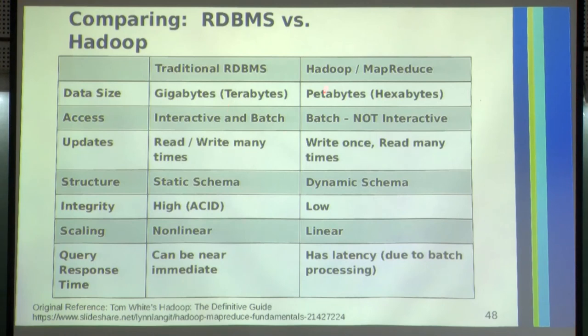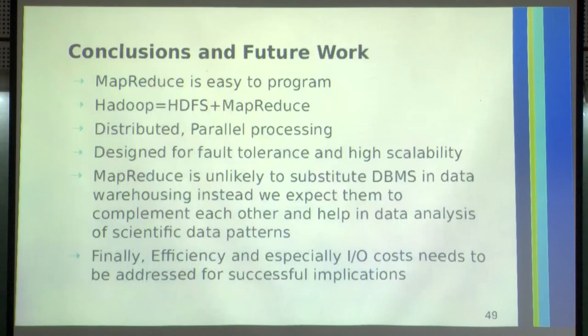We kind of did see this sort of comparison before, but it is designed for a lot more data. It's not interactive, but your traditional RDBMSs can be. It's write once, read many times, whereas those are designed to read, write, and change, and so on. This is static, this is dynamic. Your databases will provide a lot of integrity. They have the ACID properties, but that costs, whereas this has not a lot of integrity in that sense. This will be linear scaling. These things come from what we talked about before as well, yesterday.